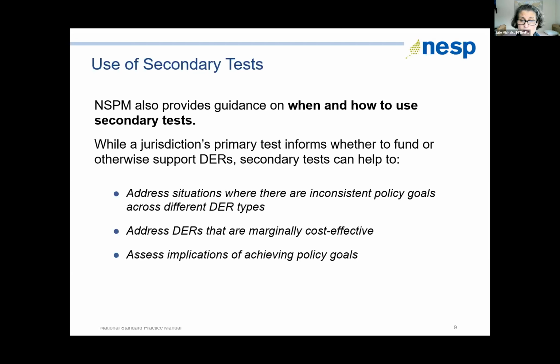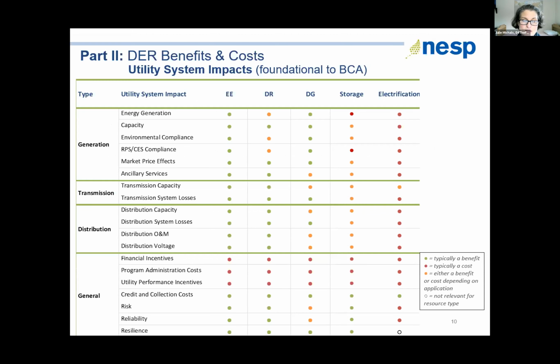And that's where decision makers like yourselves, whether you're commissioners or state energy office planners and the like, in determining what to include or not include, will take some art. So secondary tests can help with this. They can address situations where there are inconsistent policy goals for different DR types. There may be cases where some DRs are marginally cost effective, either below or just slightly above a 1.0 BC ratio. And then there are implications of achieving policy goals. That's a really tricky situation where commissions are tasked with certain goals that have been identified as relevant to electric system distributed energy resources, but should electric payers pay for those policy goals? So Tim, again, will be going into more depth this afternoon in our session.